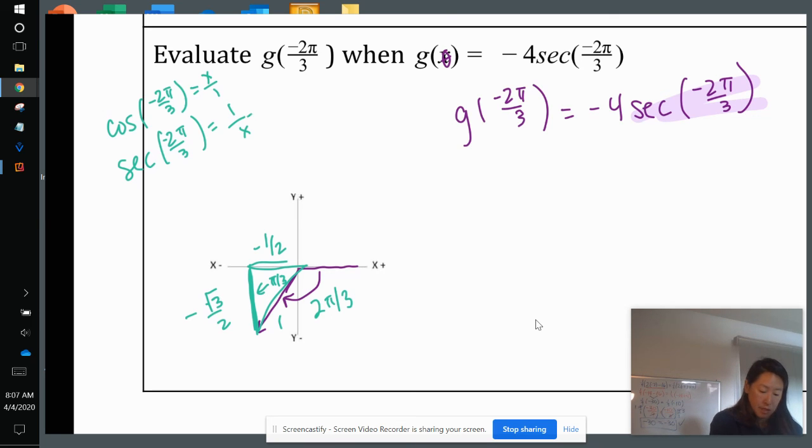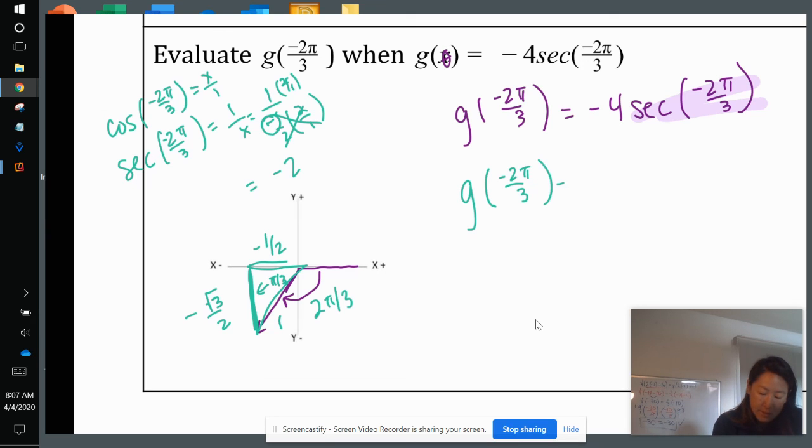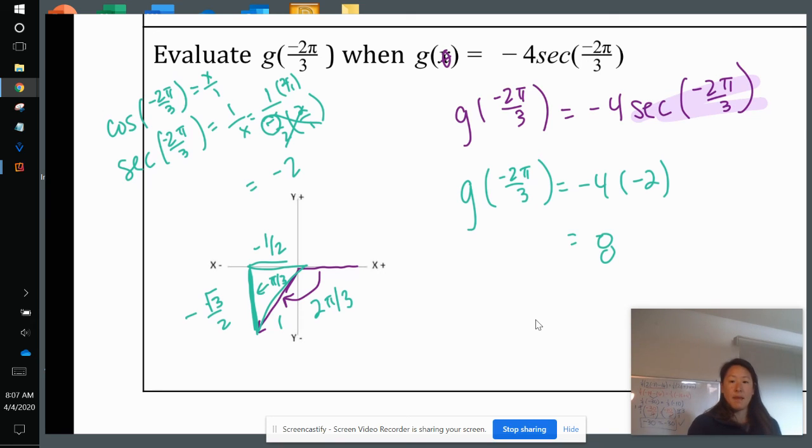I'm going to take my radius, which is 1, and divide by the x value, divide by negative 1/2, and then multiply by 2 over 1. Those cancel, leaving me with negative 2. So the negative comes from the bottom. So g of negative 2 pi over 3 is equal to negative 4 times negative 2, which is positive 8. And that's it.